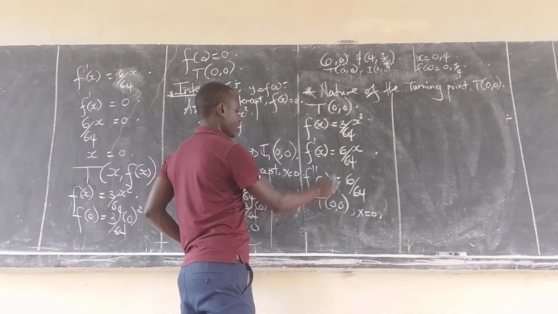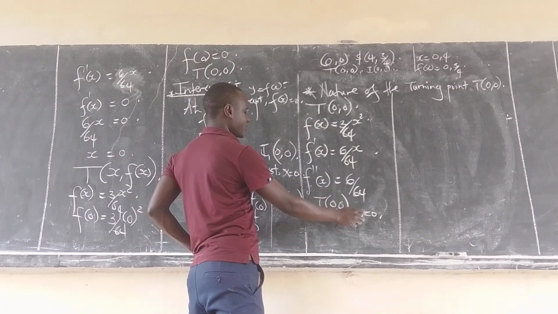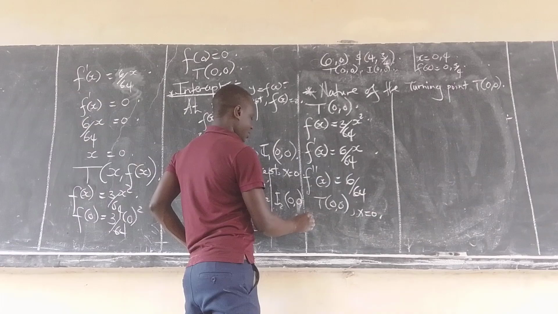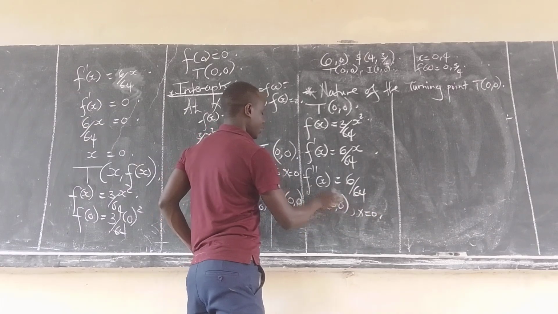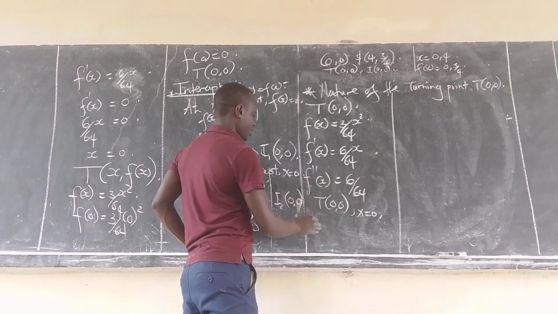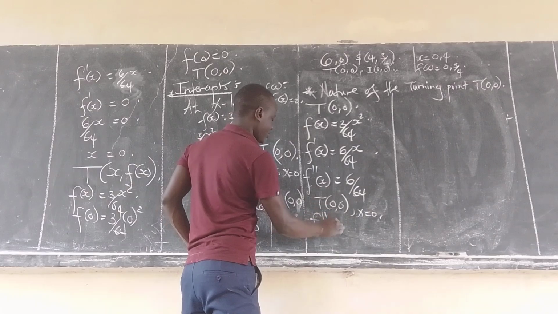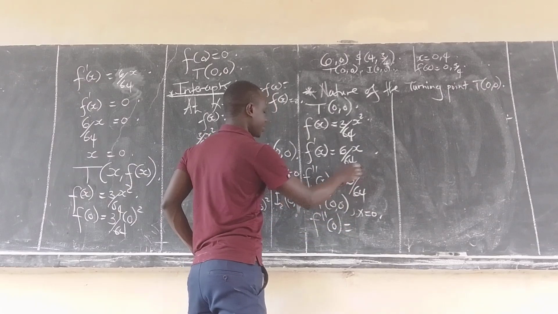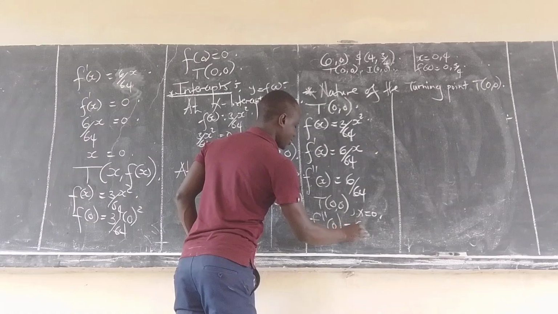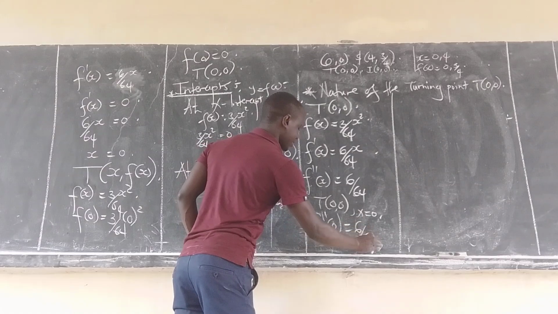we say you inspect f double prime at the x coordinate of the turning point. So we are going to get this 0 and substitute it here. Our f double prime of 0, because this is the constant function, is going to remain as 6 over 6, therefore.